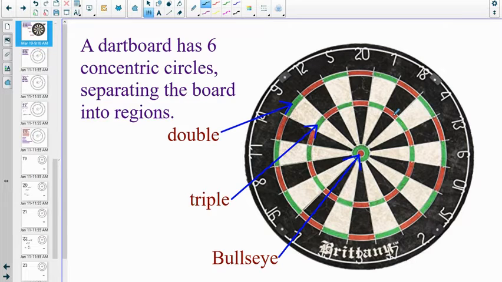Let's see, 3 times 18 would be 54 points for something in that region. And then there's the bullseye. This whole circle is called the bullseye, but then there's also a little tiny region in the middle. That's the double bullseye. Now, for what we're going to be doing, I'm going to simplify this dartboard a little bit.